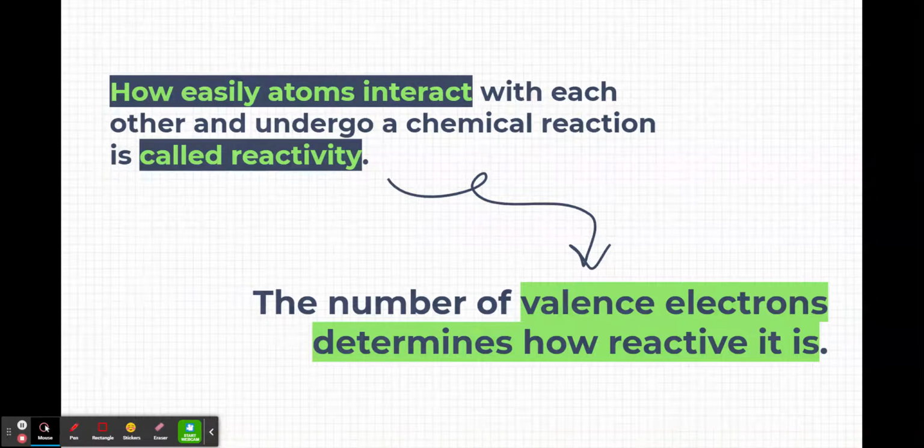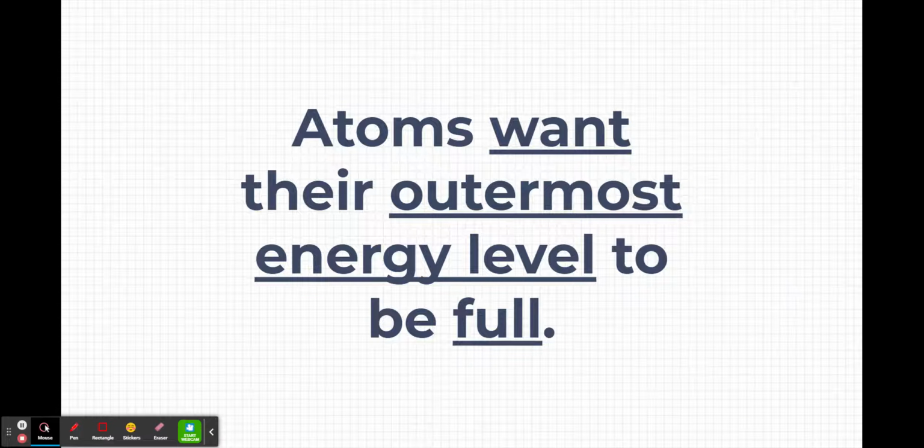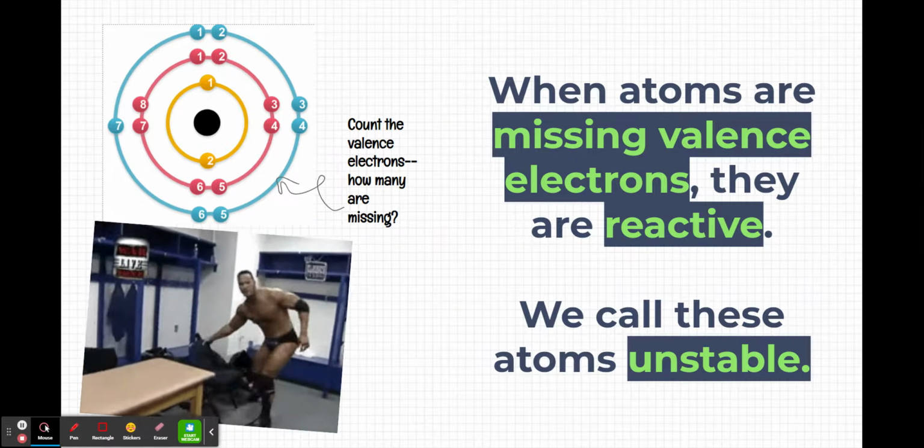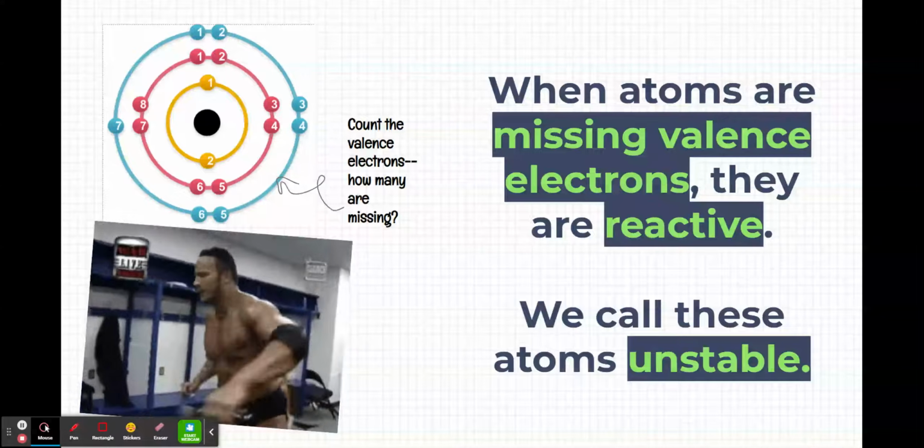Now, how easily atoms interact with each other and undergo that chemical reaction is called reactivity. And the number of valence electrons determines how reactive an element is. This is because atoms want their outermost energy level to be completely full. So no matter if their outermost level can take up to 2 or 8 or 18, it wants to be full. It wants that outermost energy level to be full, and so it will react with other atoms in order to make it full. When atoms are missing valence electrons, this is when they are reactive.